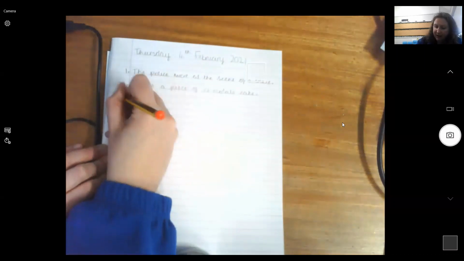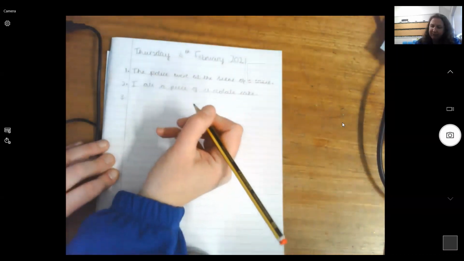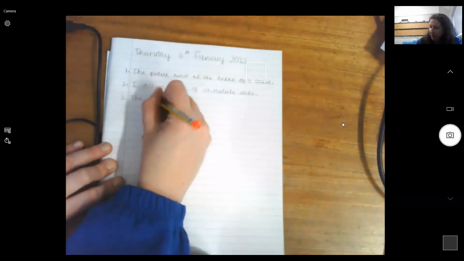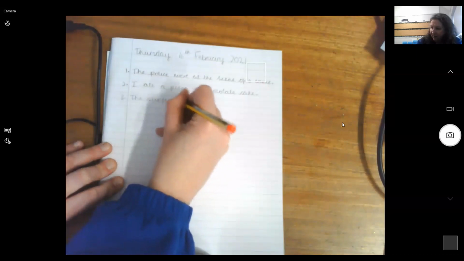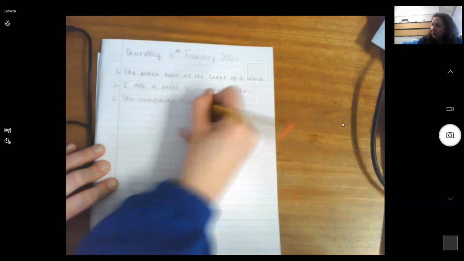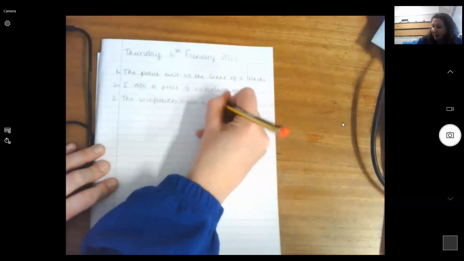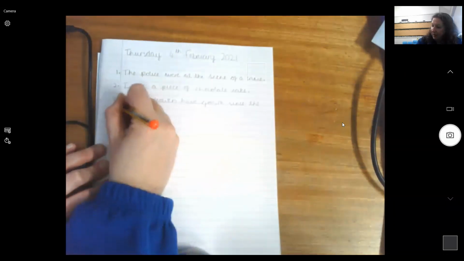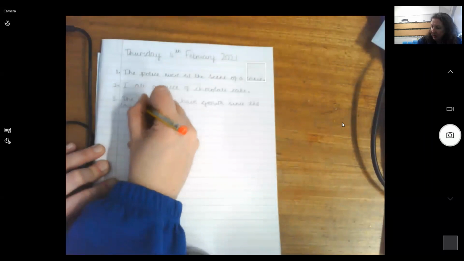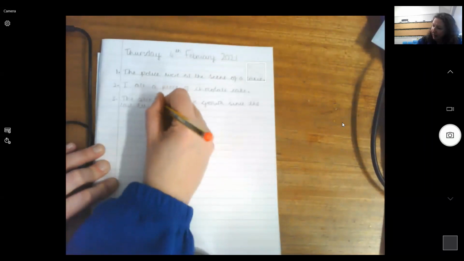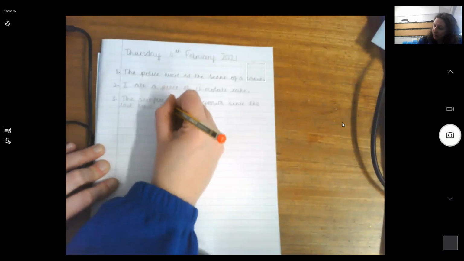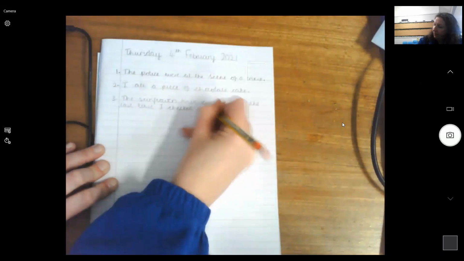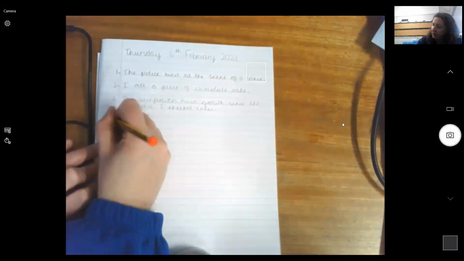Then I'm going to leave a line and I'm going to write number three, groan, okay. The sunflowers have grown since the last time I checked them. And I would leave a line, go to number four.